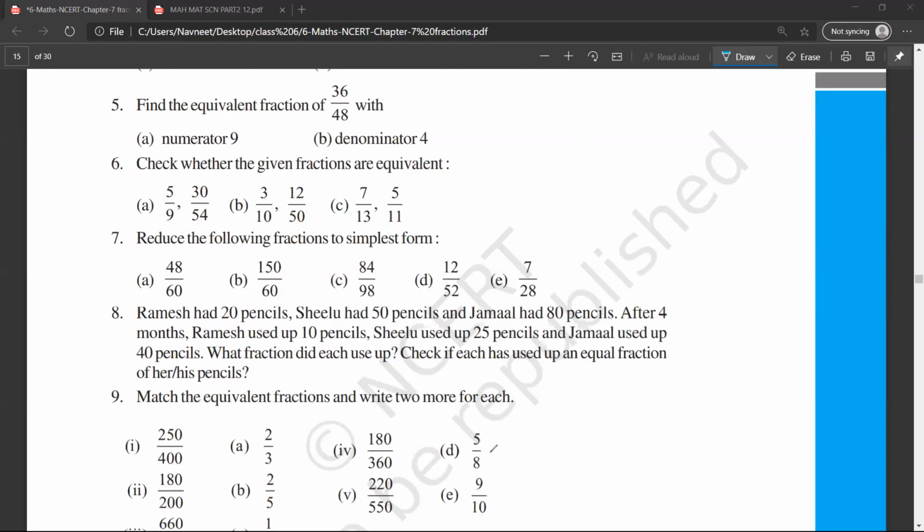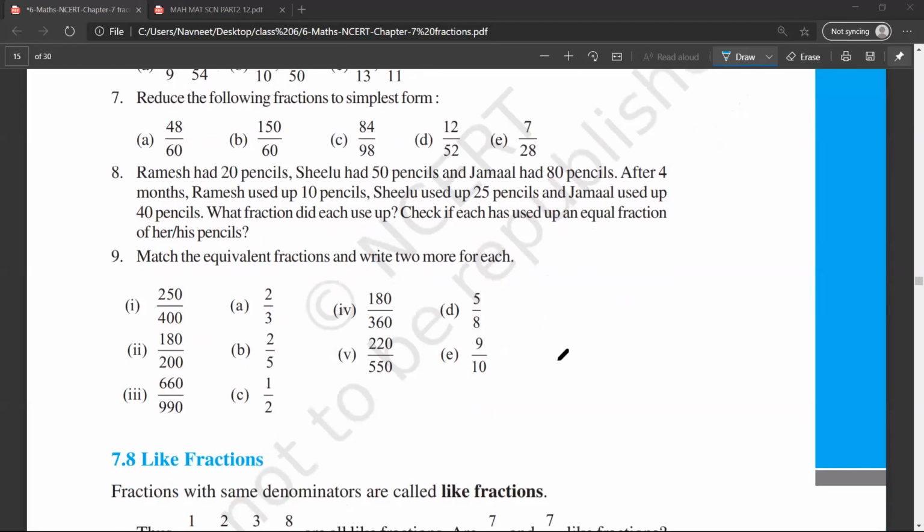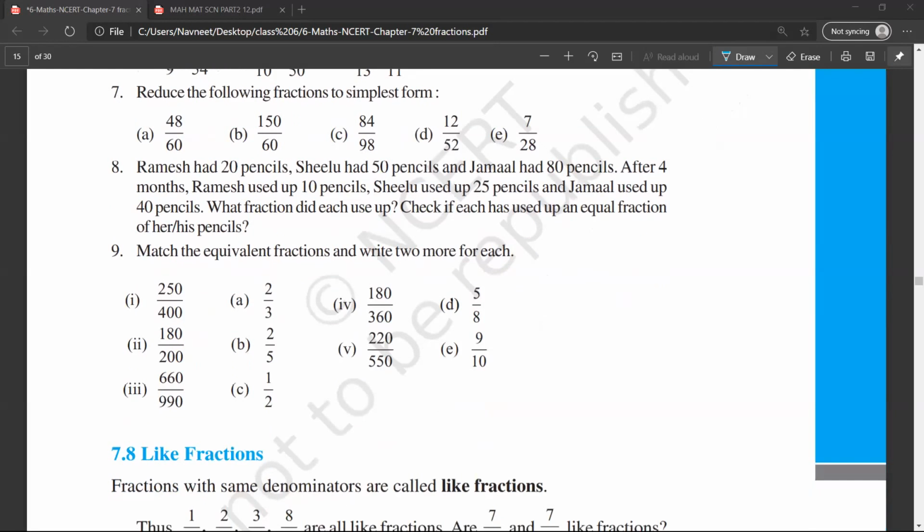Okay. Can you do the 7th question? Have you done it? Yes, sir. Okay. So what should be the answer? 4/5. So 12 4s are 48, 12 5s are 60. This will be 4 by 5. This would be equal to 5/2. 0 0 cancel. 3 5s are 15, 3 2s are 6. So this is 5 by 2.